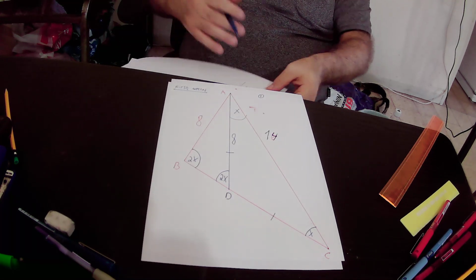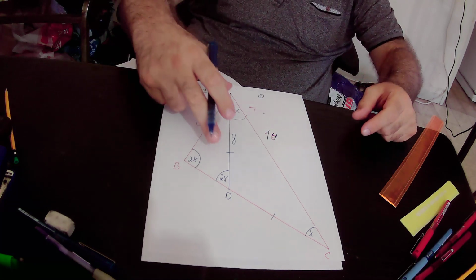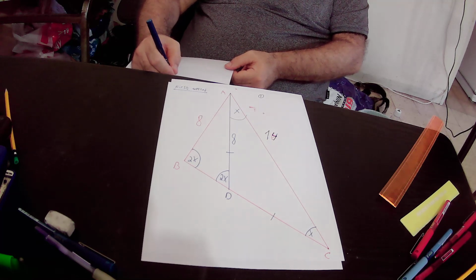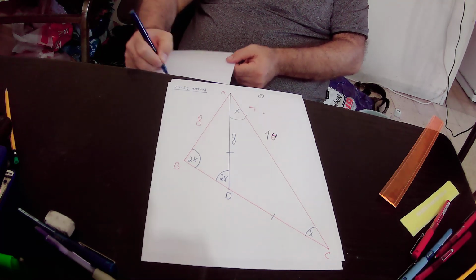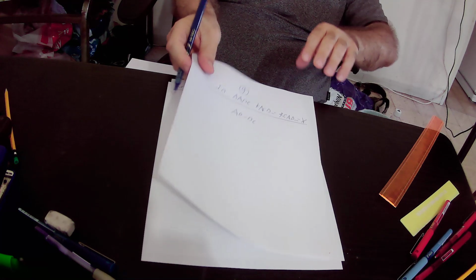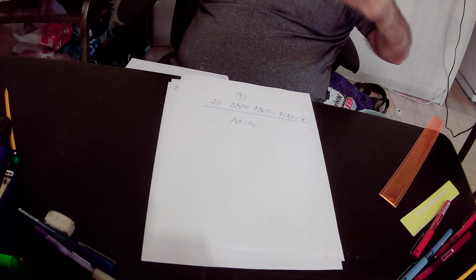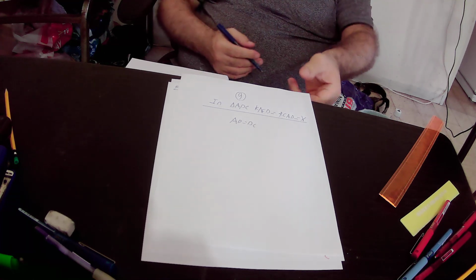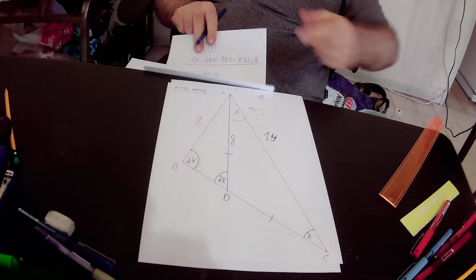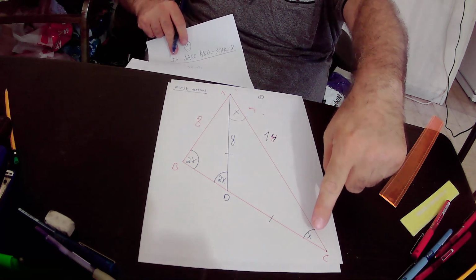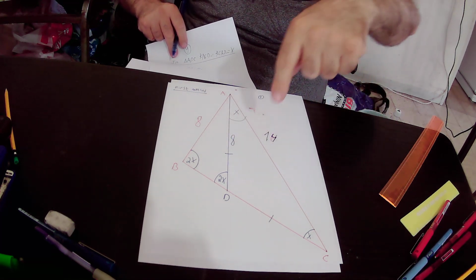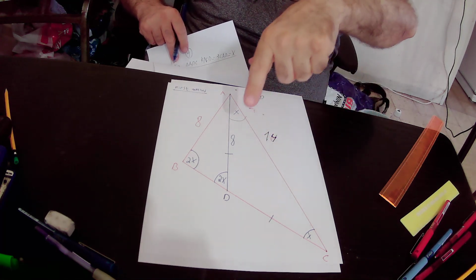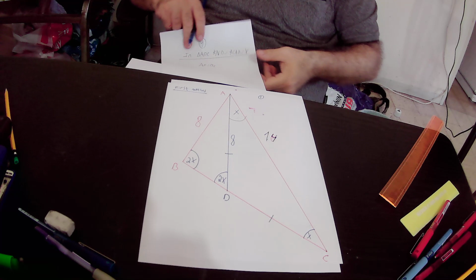So according to rule number 1, AD will be equal to DC, because in front of equal angles we have equal sides. In front of this angle x we have AD, and in front of this angle x we have DC. So according to rule number 1, AD equals DC.